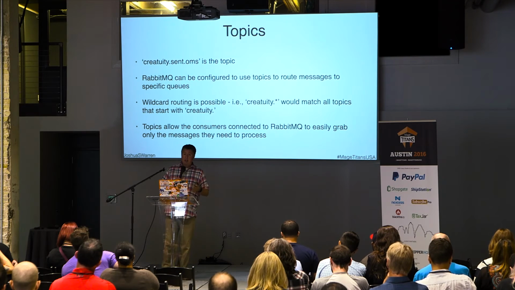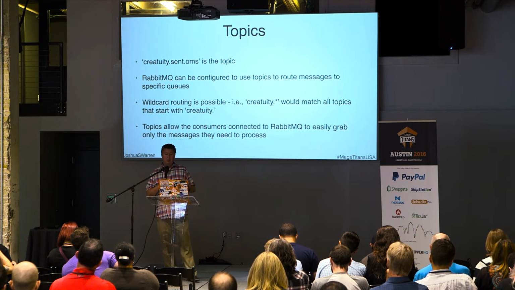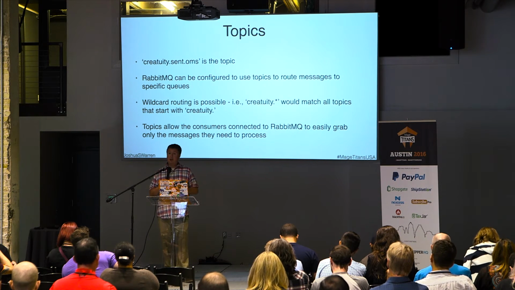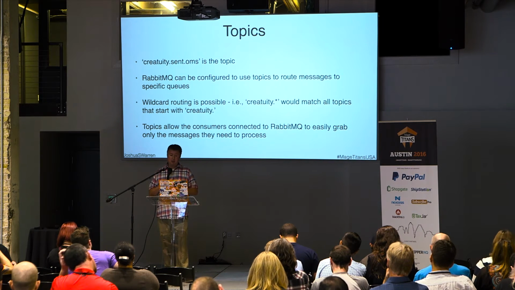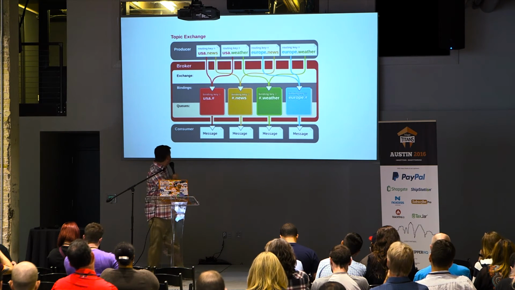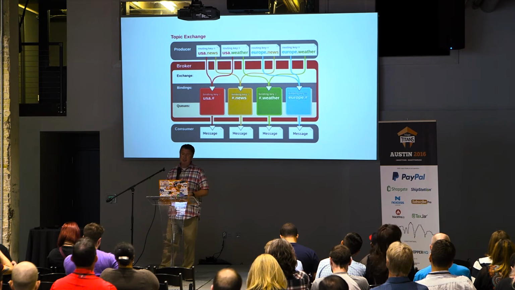You could also do very granular, specific routing. So you could say, okay, only things that are creativity.sent.oms should be routed in this way. And so topics allow your consumers that are connected to Rabbit to easily grab only the messages that are important to them. And hopefully this is fairly readable, but again, all the slides are online.